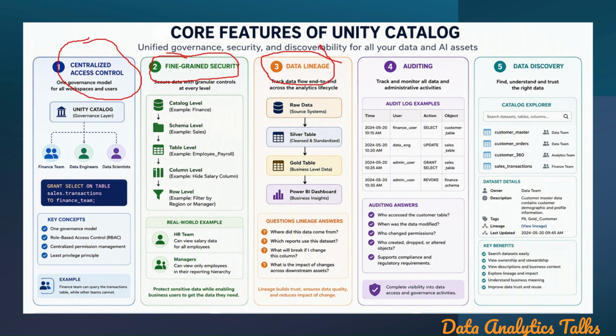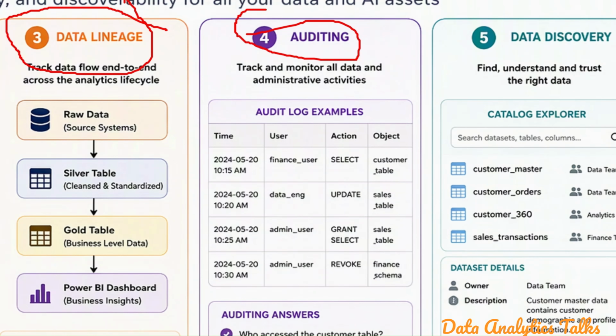So what is the fourth one? The fourth core characteristic of Unity Catalog is auditing. I'm sure you have some idea about auditing. Let's look into it. It is about tracking and monitoring all data and administrative activities. Audit logs capture all important activities across the platform. For example, who accessed the customer table, who modified the data, who granted permission, who revoked the permission.